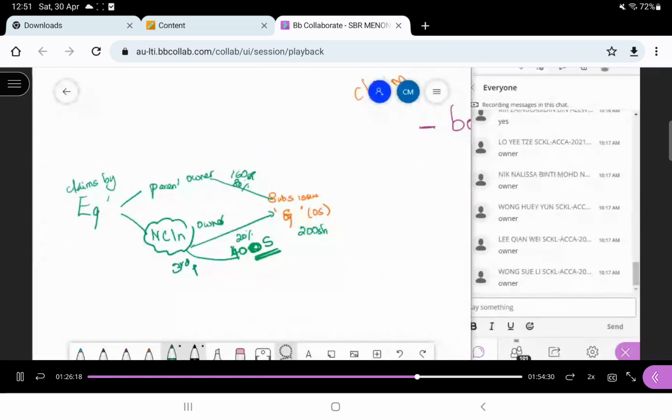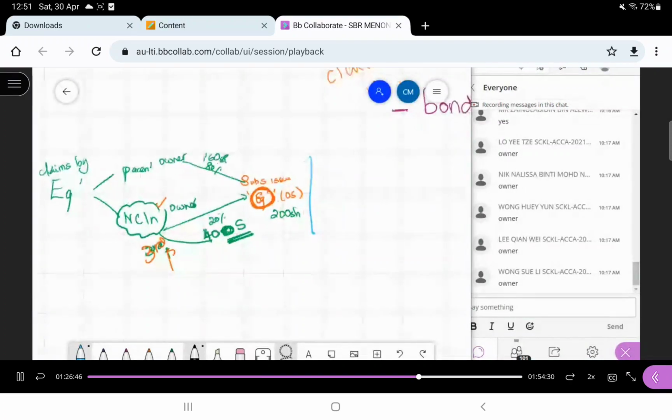And what's the big deal? So I repeat again, what is equity? Claims by owners. Who are the owners? Parent and NCI. What must they hold? Equity. Very important. So when a third party holds equity in a subsidiary, we call them NCI. And what's the big deal? What is it you're trying to say?